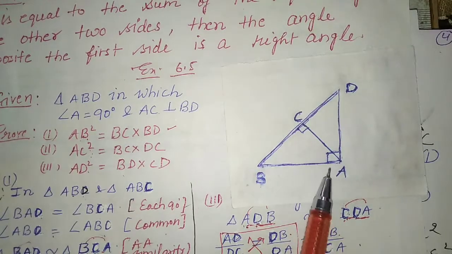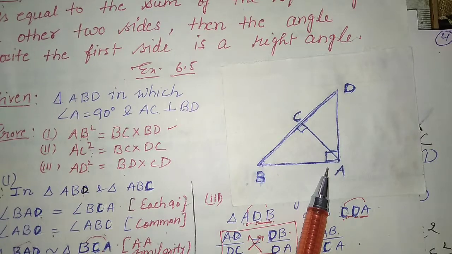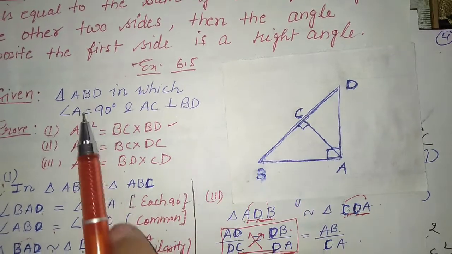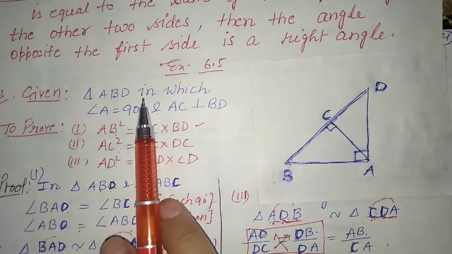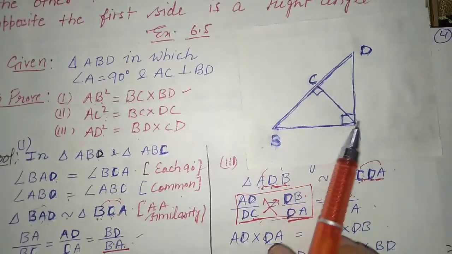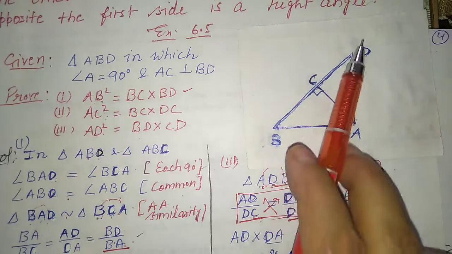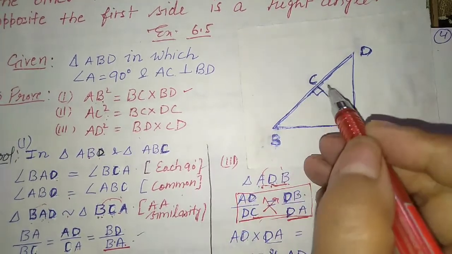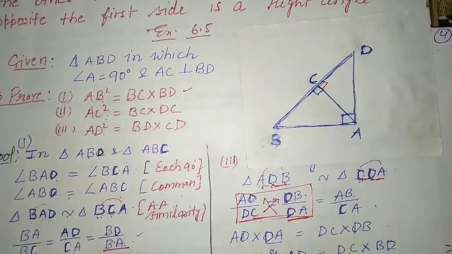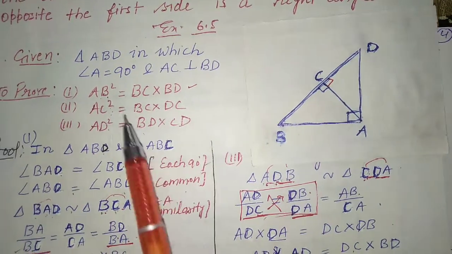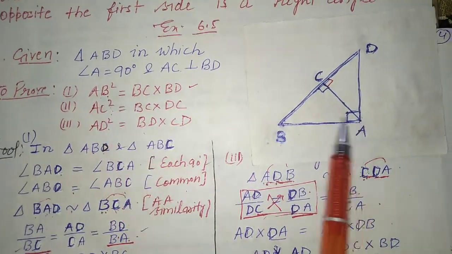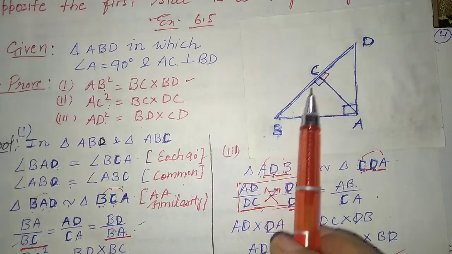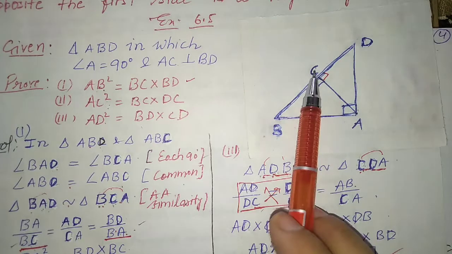Now this is the figure given here. So what we have is triangle ABD in which the angle is 90 degree and AC is perpendicular on BD. So this angle also, this side and this side also, both are 90. Right. In the first part we have to prove that AB square is equal to BC into BD. This is given.